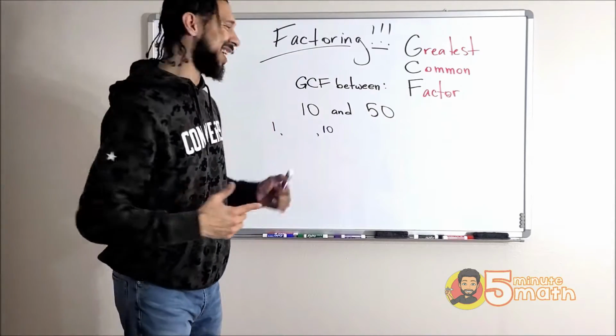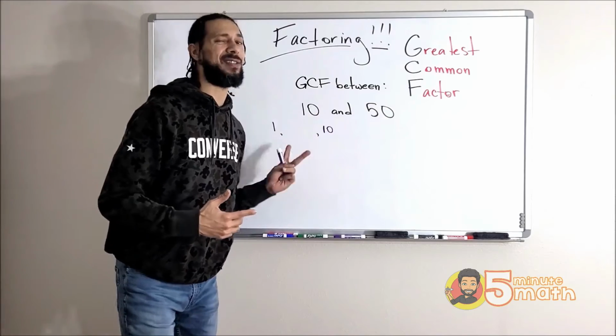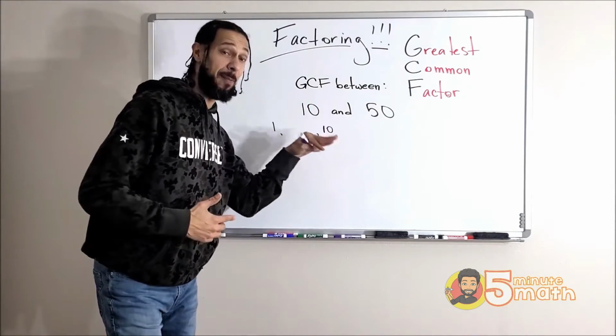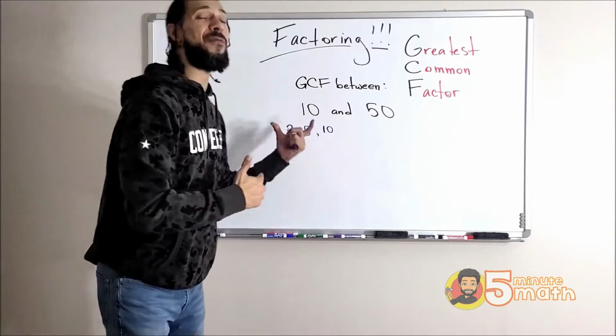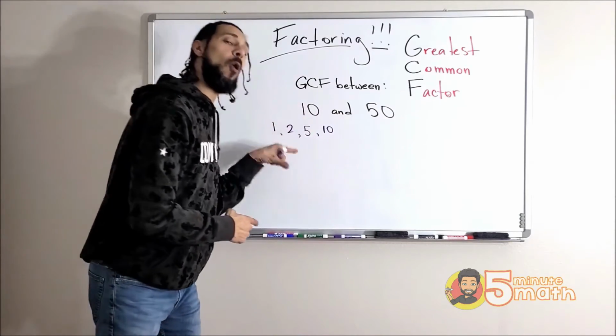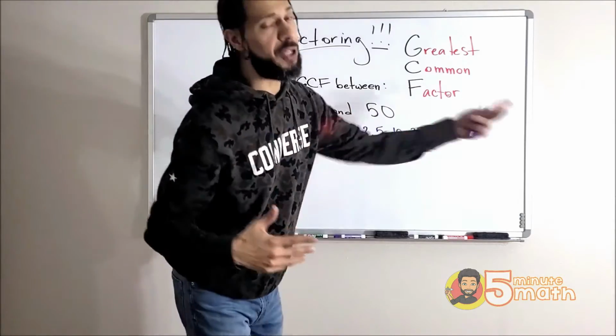Yeah, 1 and 10. I can divide 10 by 1, and I can divide 10 by itself. Those are always factors, by the way: 1 and the number. Give me two other numbers: 2 and 5, of course. These are the factors of 10. I can divide 10 by all of these numbers. Let's do the same for 50. I went ahead and jumped ahead.